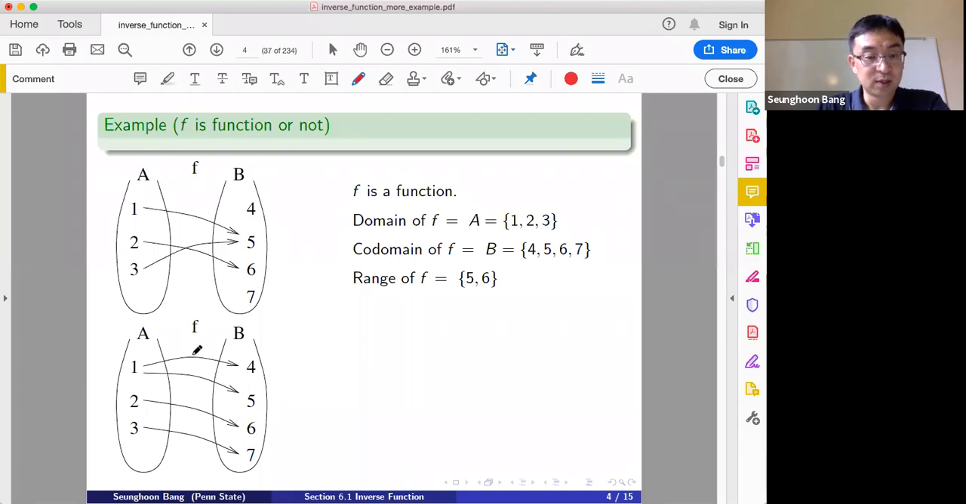What do you think? Is this relation a function or not? Could you write your answer on the chatting board? Okay, good. This is not a function because 1 is going to not exactly one number. It goes to 4 and 5. This is not a function because 1 is going to 4 and 5.